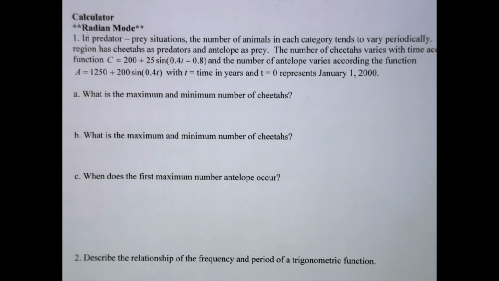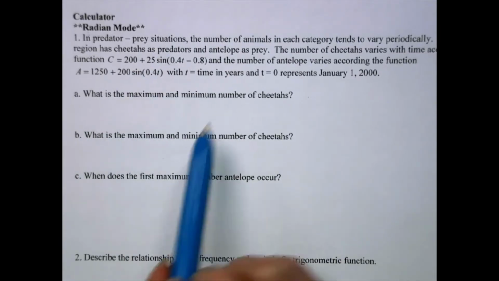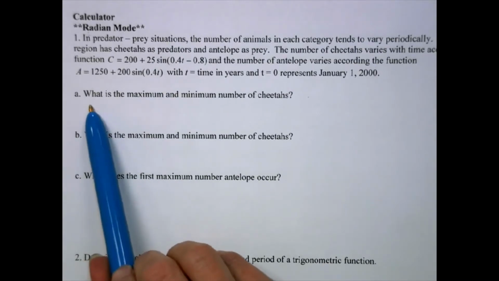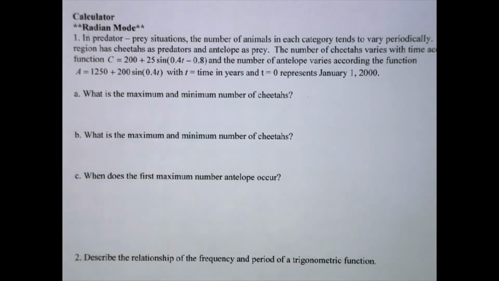So our first problem: in predator-prey situations, the number of animals in each category tends to vary periodically. A certain region has cheetahs as predators and antelope as prey. The number of cheetahs varies with time according to the function, and the antelope is this one. So what are the maximum and minimum number of cheetahs?